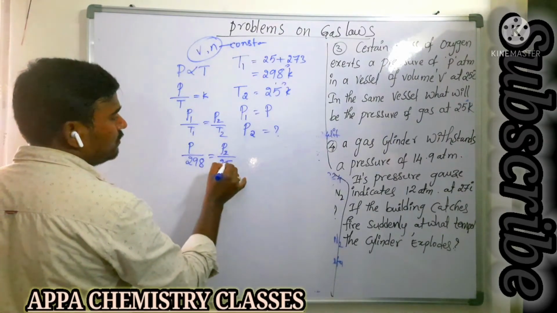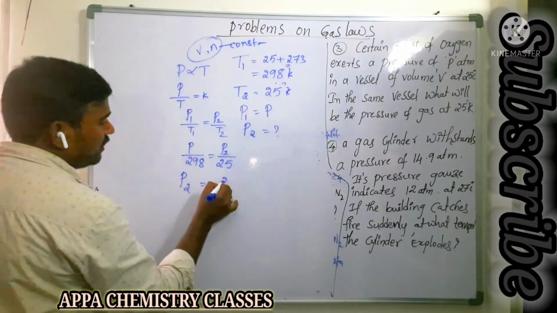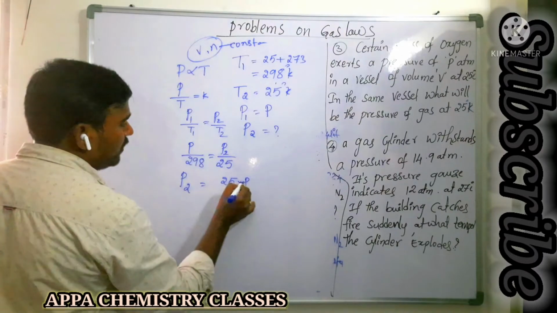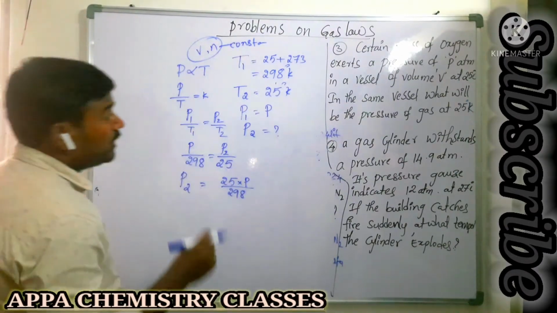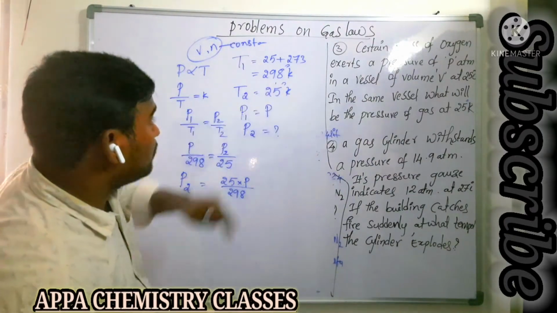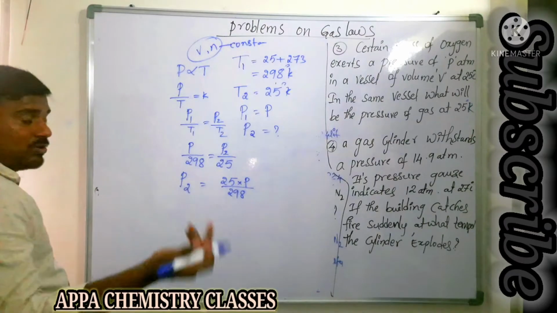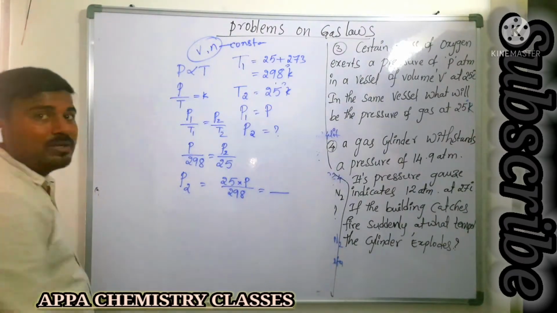25 Kelvin. So from this, P2 is equal to 25 into P by 298 Kelvin. That is what they are doing. They are decreasing the temperature from 298 Kelvin to 25 Kelvin, then pressure automatically will decrease, and you will get a very low value of pressure. Is that clear?